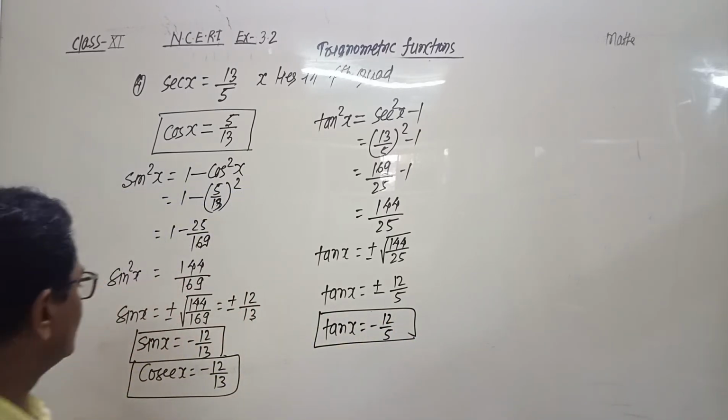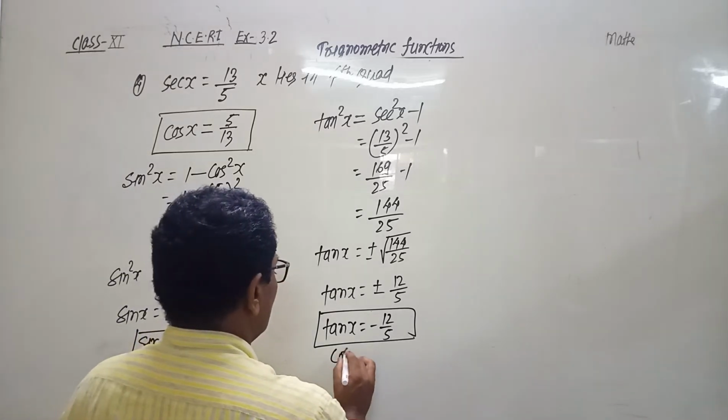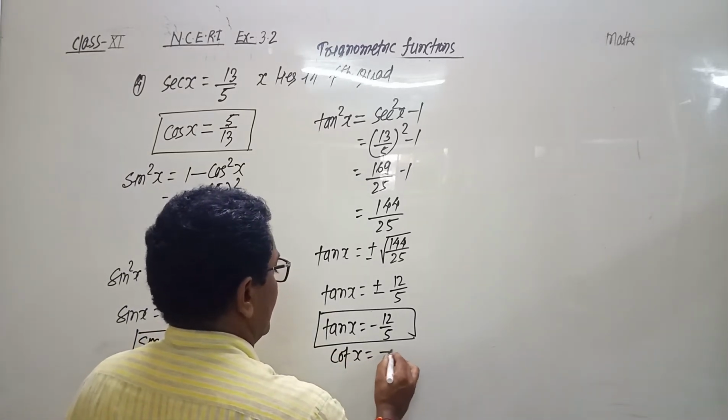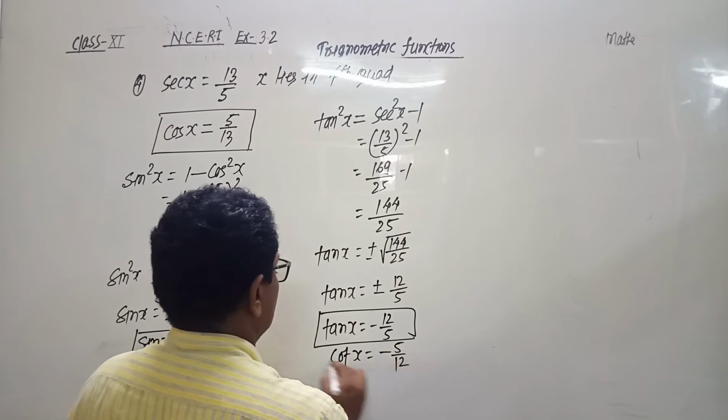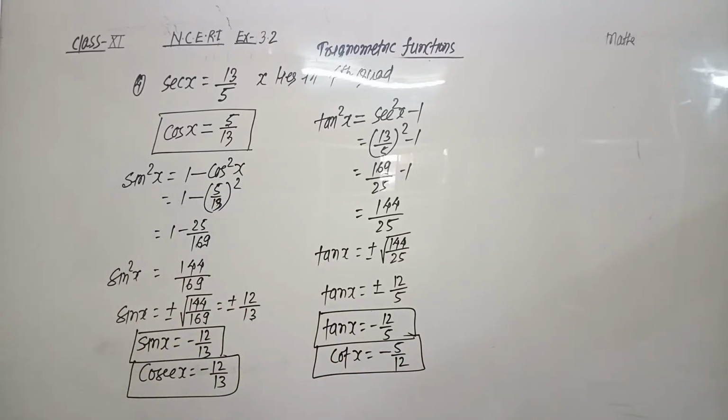And cot x is the reciprocal of tan x, and it is also negative, so cot x is minus 5/12. Now the last question, number 5.